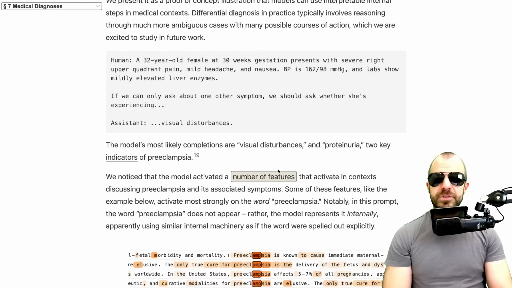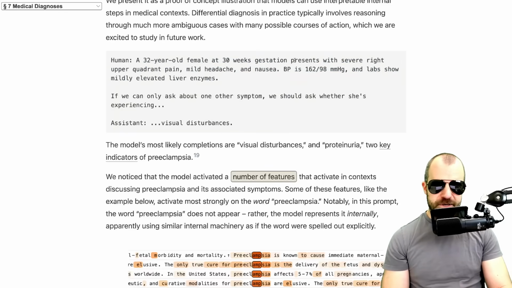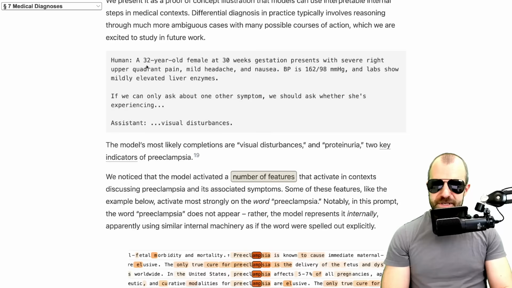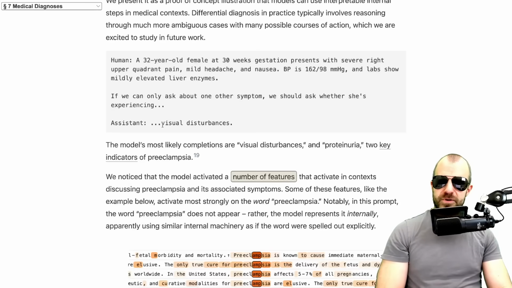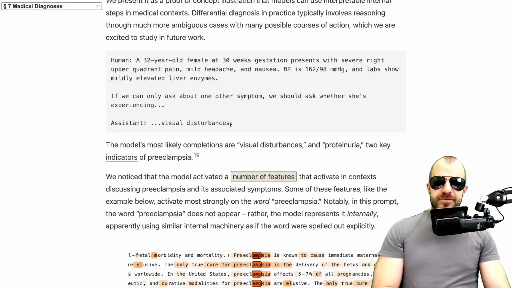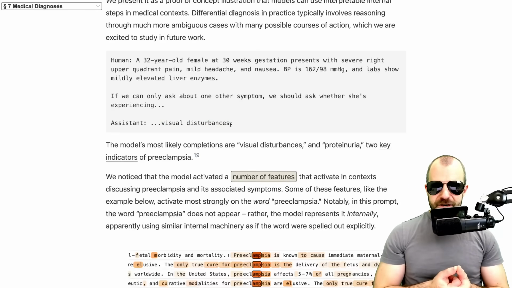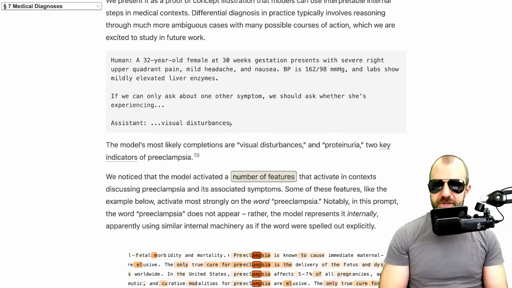And what's particularly interesting to them is, so here is the prompt. You present some symptoms. So 32-year-old female at 30 weeks gestation, yada yada, presents with these symptoms. And then the prompt is, if we can only ask about one other symptom, we should ask whether she's experiencing, and then the model says visual disturbances. So the question here is, how does the model reach this conclusion, visual disturbances?